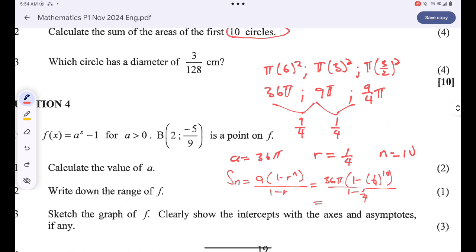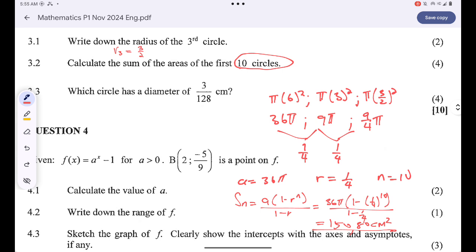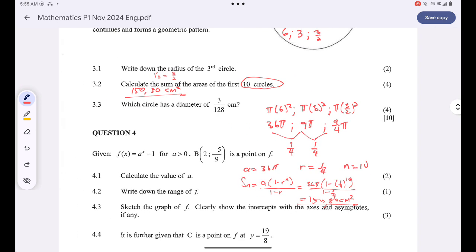The final answer will just be 150.80 square centimeters. If it's rounded off to 2 decimal places, the sum of the first 10 areas, guys, is just 150.80 square centimeters. That will be the sum of the first 10 areas.